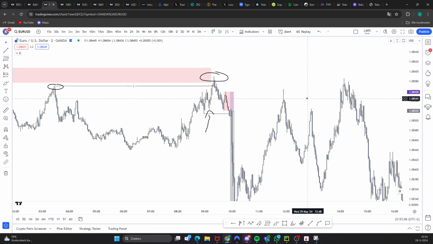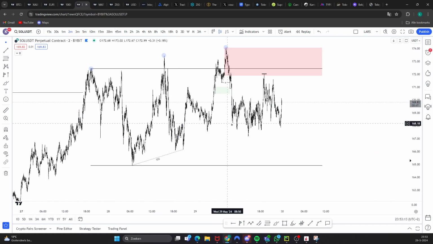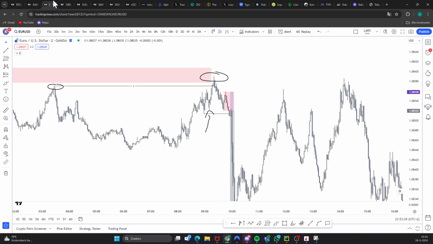The reason why I did not take this entry is because if we check it, it's actually around 10 a.m. And that Sol trade I was talking about was also around 10 a.m. As you can see, it's the same time zone. So I was actually focused on Solana and not on Euro. So I managed to get the Solana one, and that was a winning trade. I missed this Euro one because I wasn't paying close enough attention.